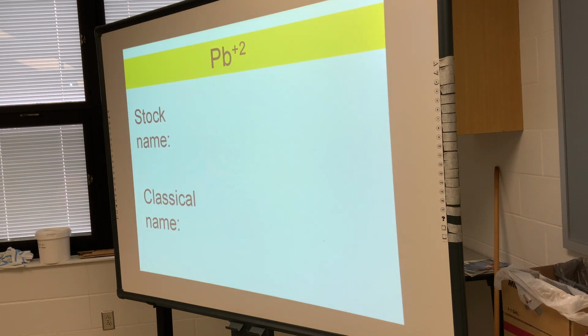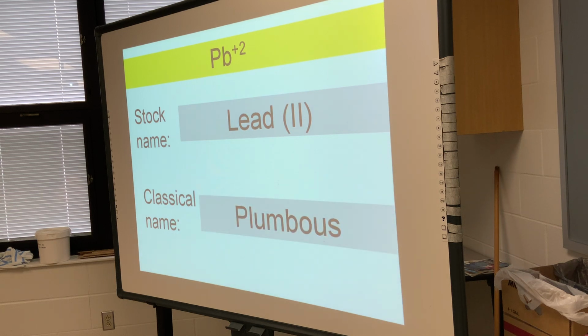Okay, Pb positive 2, what are the two charges for lead? 2 and 4. Okay, so this is the lower of the two charges, so this is lead 2. These we call plumbum, so this is plumbous. Good.